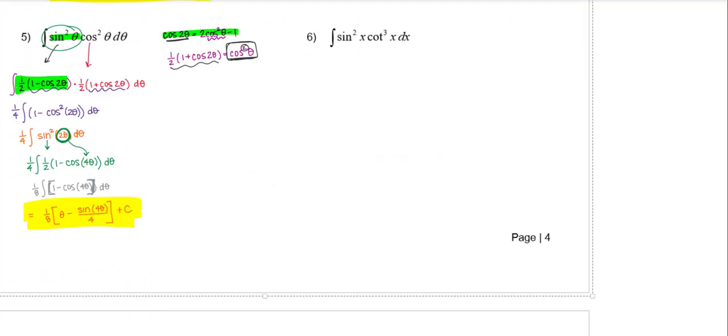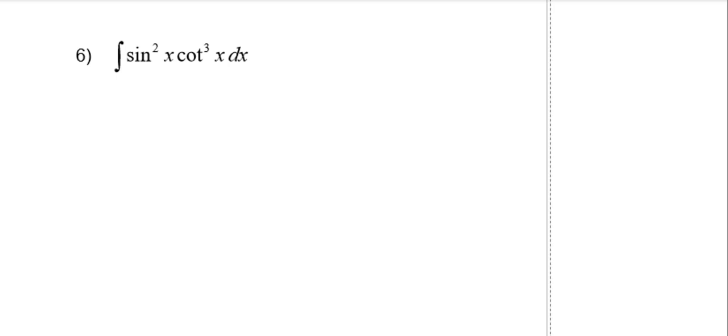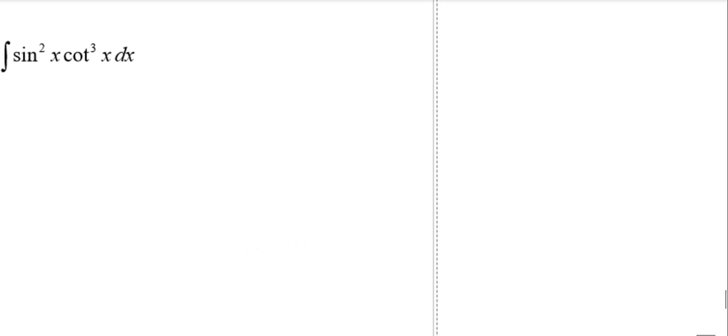Okay, 2 more quick problems here. This number 6 is asking us to deal with a sine squared of x function, and it's paired with a cotangent cubed of x. So let's just go off to the side for a minute and think about our Pythagorean identities. So we have 3 of them. We have already worked with sine squared of an angle plus cosine squared of an angle is 1. That comes from our basic right triangle trigonometry and the Pythagorean theorem.